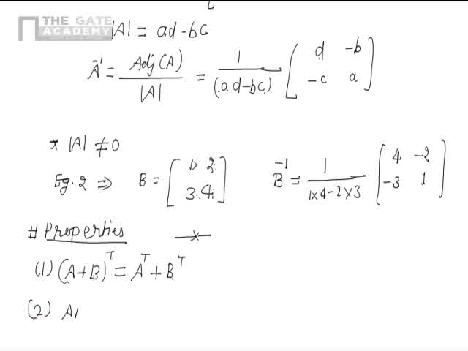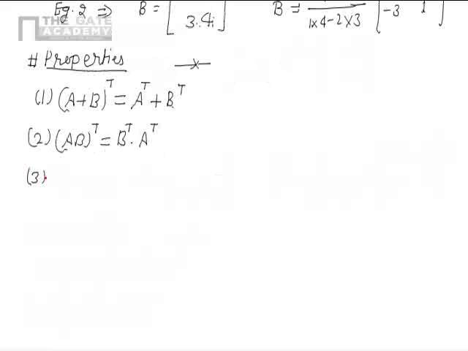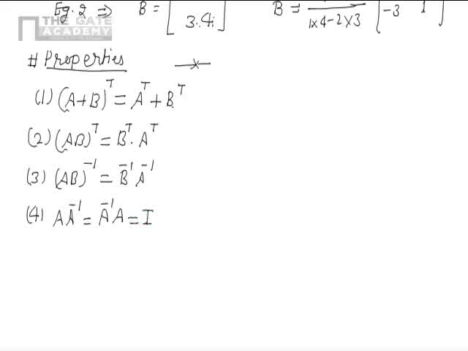The next property is AB transpose will be equal to B transpose into A transpose. Similarly, AB inverse is B inverse A inverse. Any matrix, if it is multiplied by the inverse of this, or otherwise inverse is multiplied with the matrix, then we will get the unit matrix I.